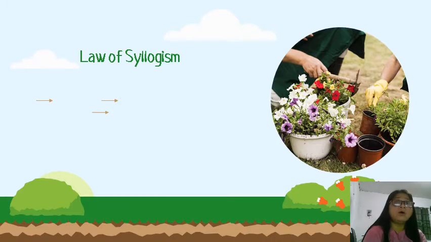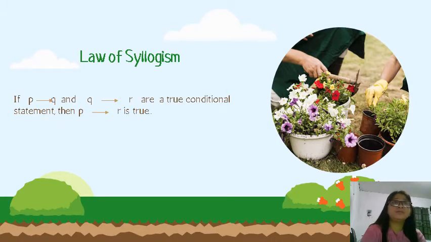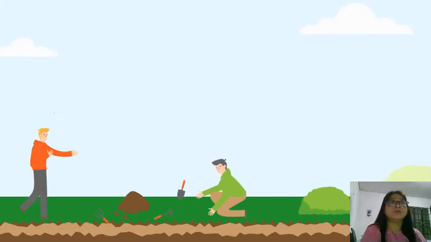Next, we have the law of syllogism. If P implies Q and Q implies R are true conditional statements, then P implies R is true. To understand better, let's have an example.